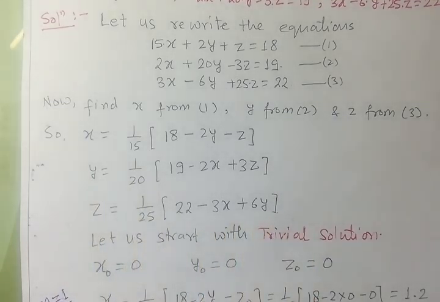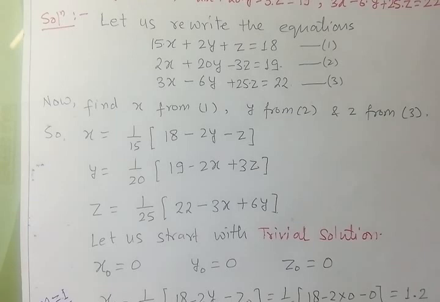After this, we have to start with the trivial solution. What is this trivial solution? It's an initial solution. We can call it an initial solution also. So we always take x is equal to 0, y is equal to 0, z is equal to 0. This is called a trivial solution. So instead of x, we'll write x naught. x naught is equal to 0, y naught is equal to 0, z naught is equal to 0.